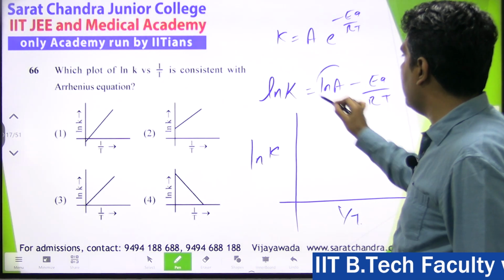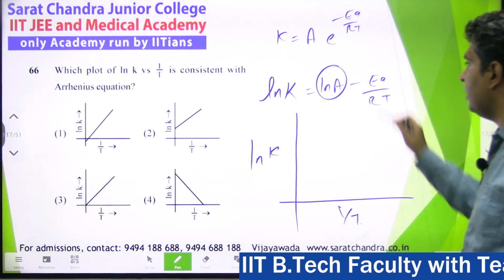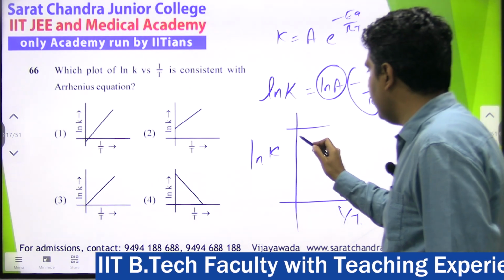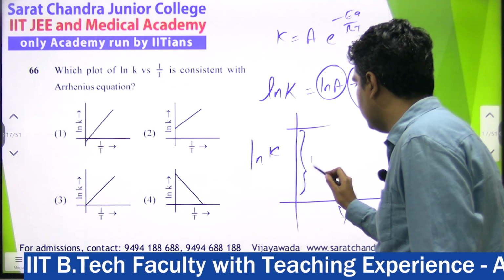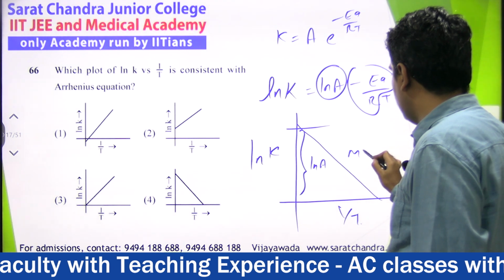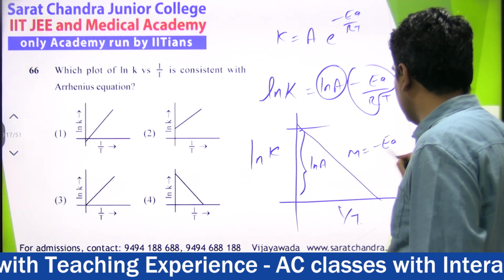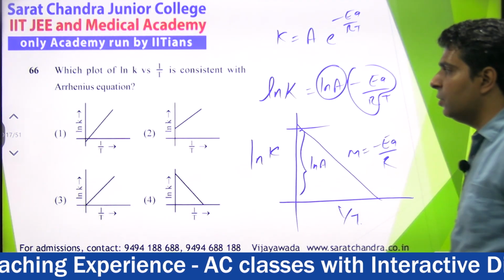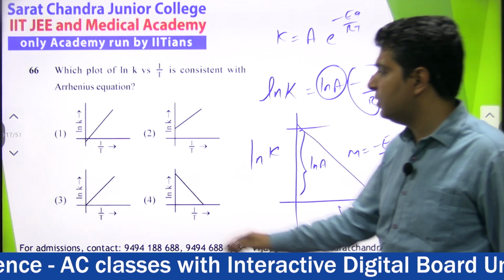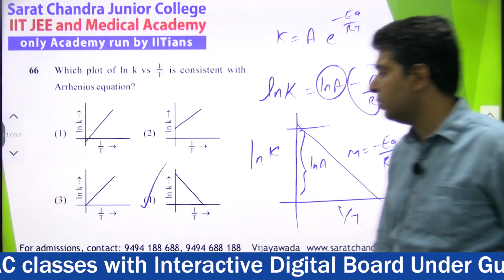So there will be a y-intercept. ln A will be the y-intercept, and the slope will be negative, minus Ea/R. So the y-intercept will be ln A, and this will be the slope of this line. This is the equation of a straight line with negative slope, so the slope of the line will be minus Ea/R. So which of the following graphs is consistent? The answer will be the fourth option.